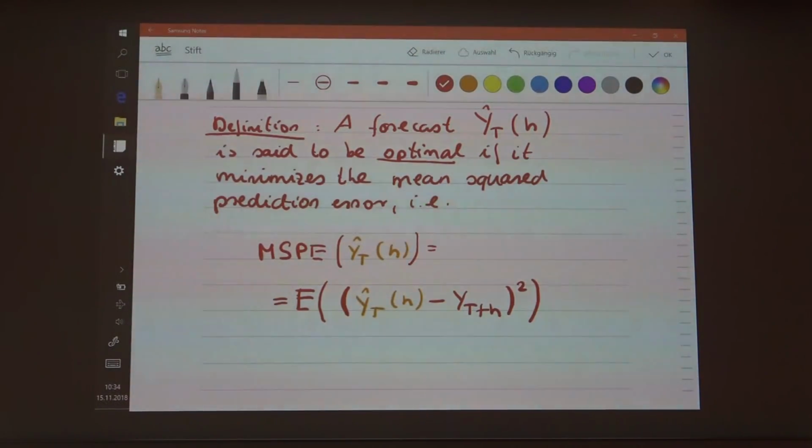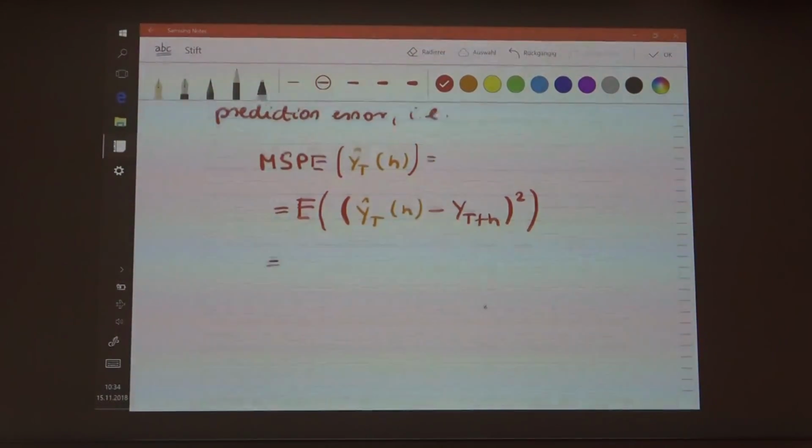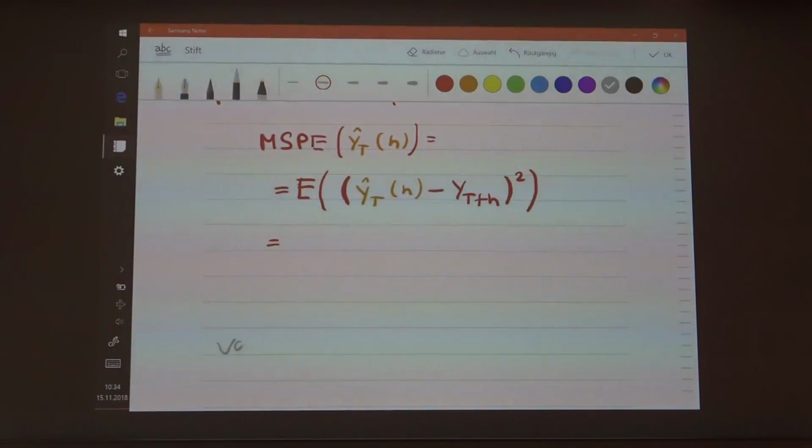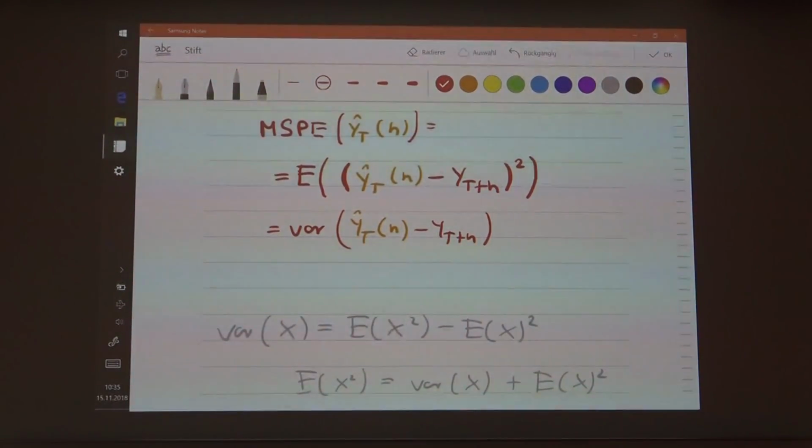Now, maybe you're familiar with the following concepts. I will continue here and explain what you will have. The variance of a random variable is equal to the expectation of the square minus the square of the expectation. Remember that? Rearranging that, the expectation of the square is equal to the variance of the random variable plus the square of the expectation. I'm using this for that formula. So this is going to be equal to the variance of the prediction error, plus the square of the expectation of the prediction error.